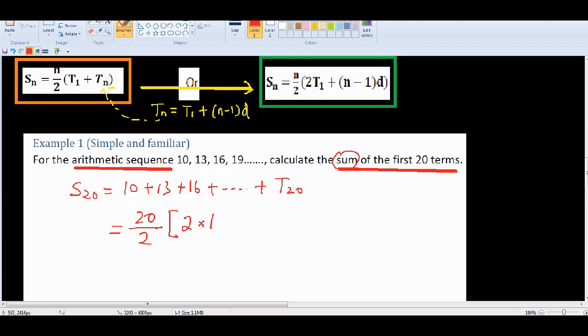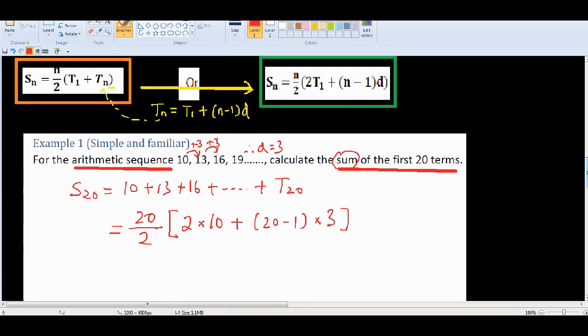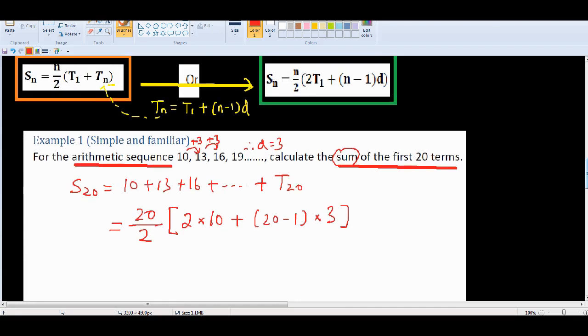Which one is t1? It is 10, plus how many terms? 20 terms, 20 minus 1, times the common difference. Can we see the common difference right here? So plus 3. The common difference is 3. So you need to find the common difference, you need to know the number of terms, and of course see the first term. Then you could use the formula.